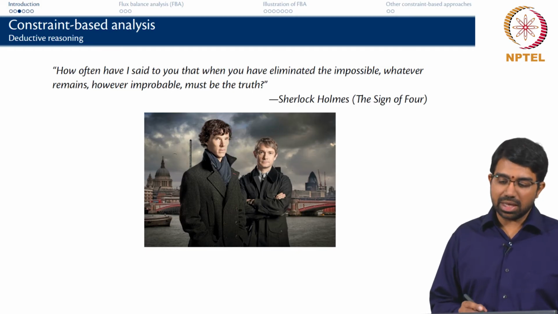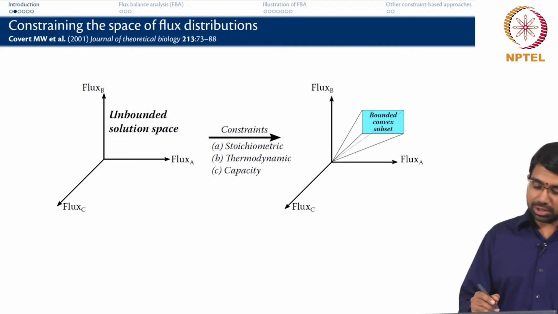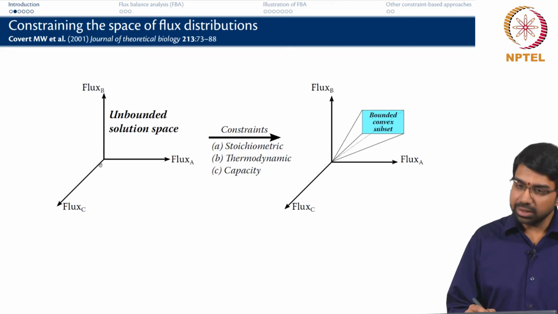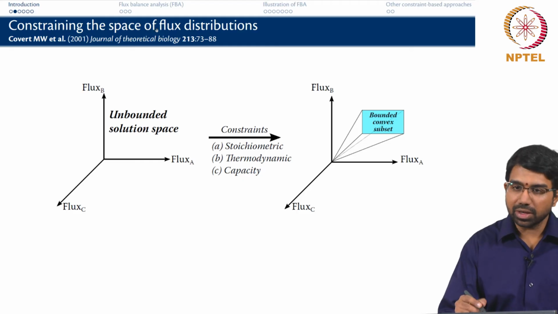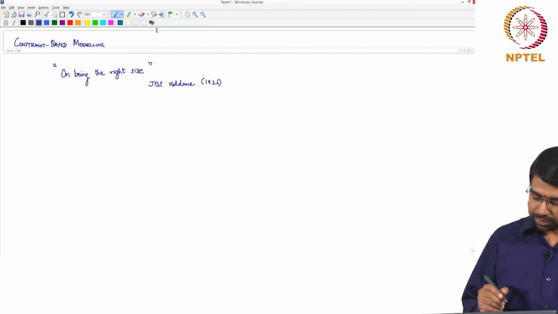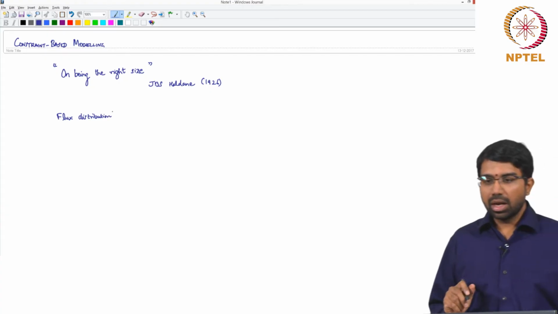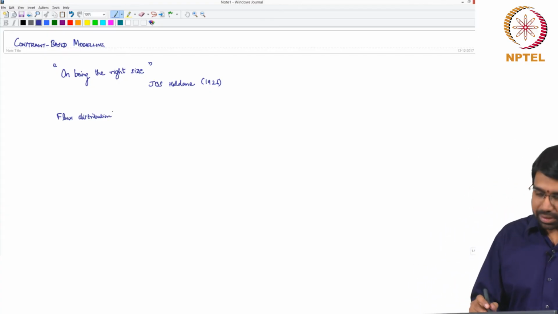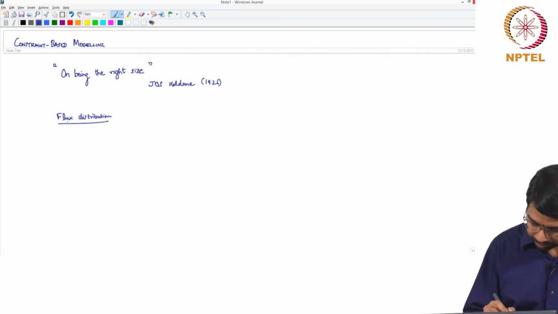We essentially do the same thing here. We start with an unbounded solution space, right. So think as a space of possible solutions, but what do we mean by a flux distribution in the first place, right. I want you to recall what a metabolic network is. A metabolic network for our purposes is a long list of reactions.